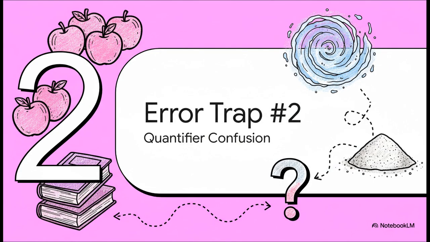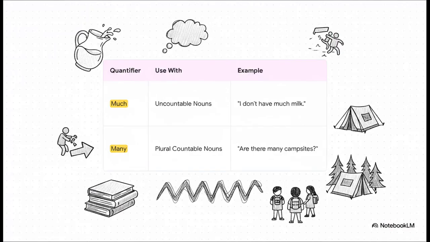Okay, let's move on to our next big challenge, getting quantifiers right. This is all about knowing which words to use when you're talking about stuff you can count versus stuff you can't. So the first major difference is between much and many. And the rule is super simple. Much is for all the things you can't really count, like information or progress or milk. Many is for things you absolutely can count, like books, students, or campsites. Whatever you do, don't mix those two up.